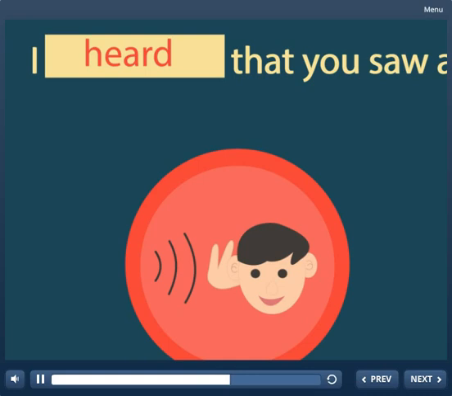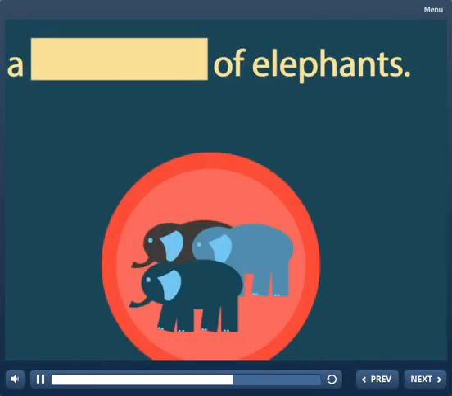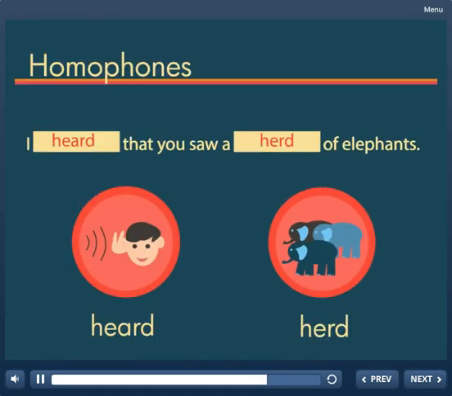Let's see which option is correct over here. We have multiple hints. First, the word elephants is a clue that the correct answer would be herd. Second, the article a always comes before a noun. So we know for sure that we cannot use the verb heard. Instead, we will use the collective noun herd. I heard that you saw a herd of elephants.